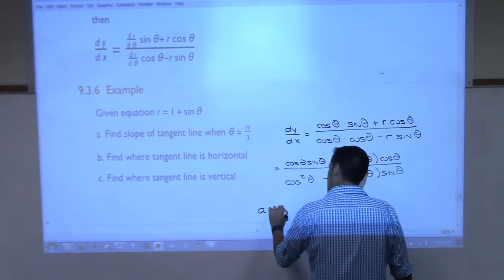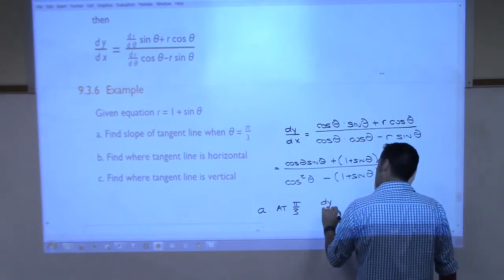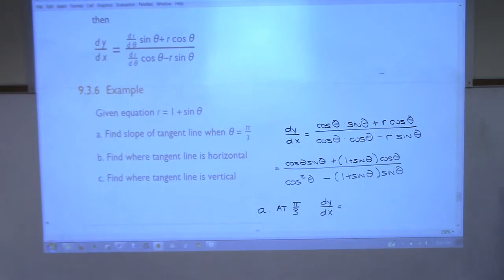Part A, at pi over 3, dy/dx is equal to, so we have to plug things in here. This isn't going to be fun. Where it says 1 plus sine theta, cosine theta, is that squared? No, why would it be squared? It's just cosine times cosine. He's asking if you can multiply cosine theta into there, so cosine theta times 1, cosine theta times sine theta, then add cosine theta sine theta. Okay, let's plug in pi over 3.